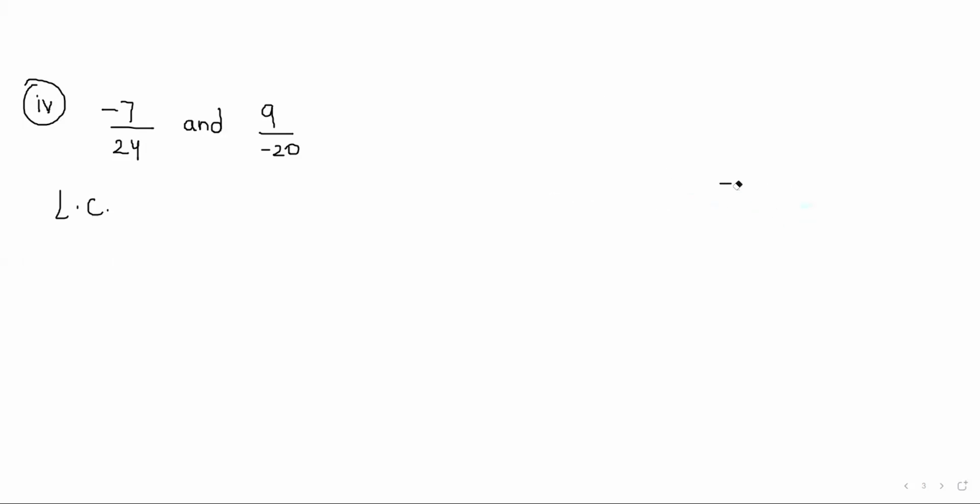So let us take the LCM of 20 and 24. We'll keep minus aside of 20. So LCM of both the denominators, LCM of 24 and 20, is, so let us take the LCM. Now, those who don't know how to take the LCM, they can have a look here in this sum.